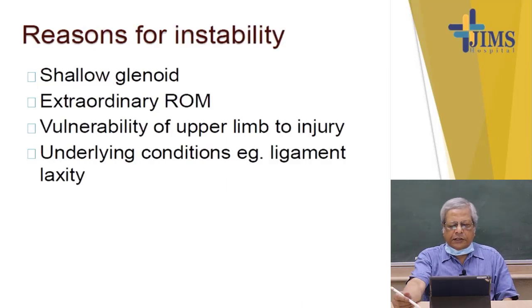The reasons for instability are once again the shallow glenoid, extraordinary range of movement, vulnerability of the upper limb to injury, and underlying conditions, for example ligament laxity. There are some persons who suffer from excessive ligamentous laxity, such as in Ehlers-Danlos syndrome and Marfan syndrome. They have excessive ligament laxity.